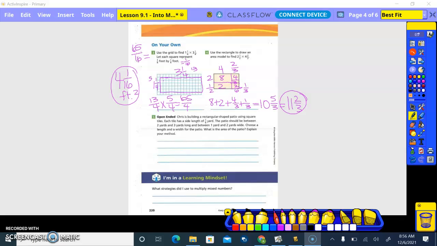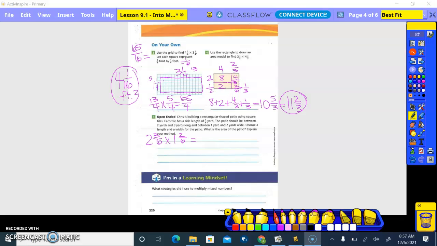Okay, so what do you guys want? Something between 2 yards and 3 yards. What would be something between that? Give me a number. Okay, so 2 and what? What would half be in 1/6? 2 and 3/6 by what? Between 1 and 2. So 1 and what? How about 1 and 2/6?